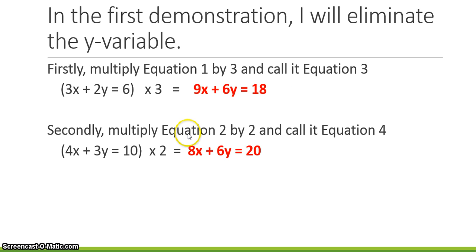Now I'm going to multiply equation 2 by 2 and I'll call it equation 4. Here's equation 2 as it originally looked. 4x plus 3y is equal to 10. I multiply that by 2 and I get 8x plus 6y is equal to 20. When I do this, I notice now that my coefficients of y in both equations are now the same. I can subtract one equation from the other to eliminate y.